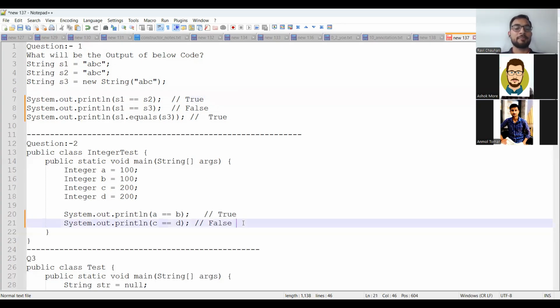But suppose in the third, we create the object with the new keyword, so it is stored in the heap area, not in the string constant pool. Okay.